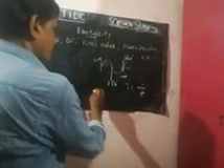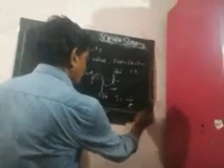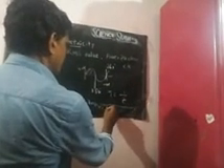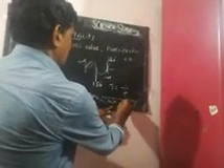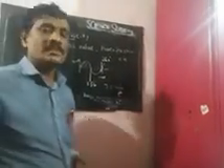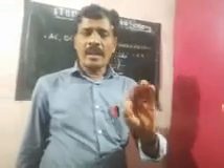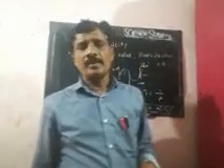The RMS value can be given as the root of I1 square plus I2 square plus up to IN square, whole divided by n. That means the root mean square, where I1, I2, I3 are the instantaneous values of alternating current.